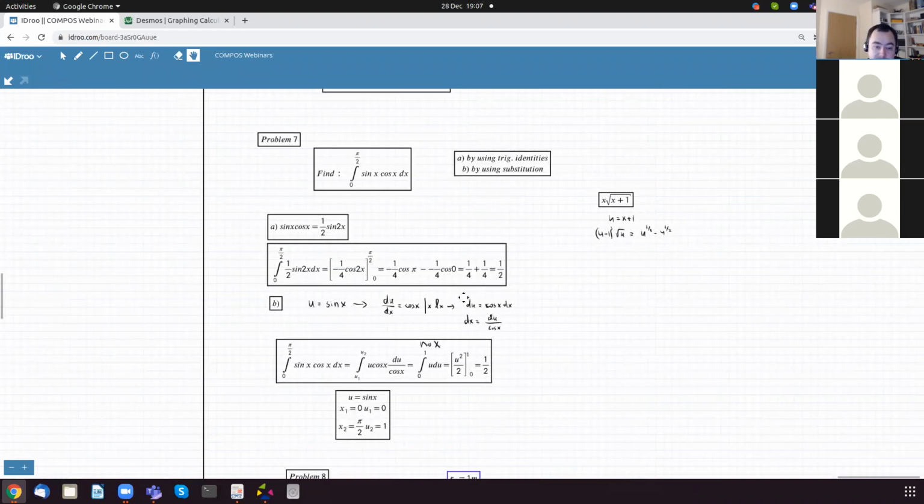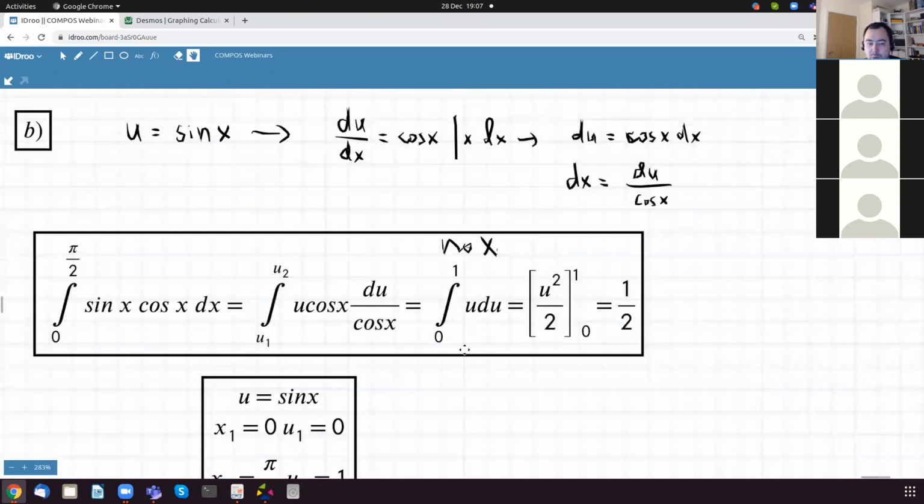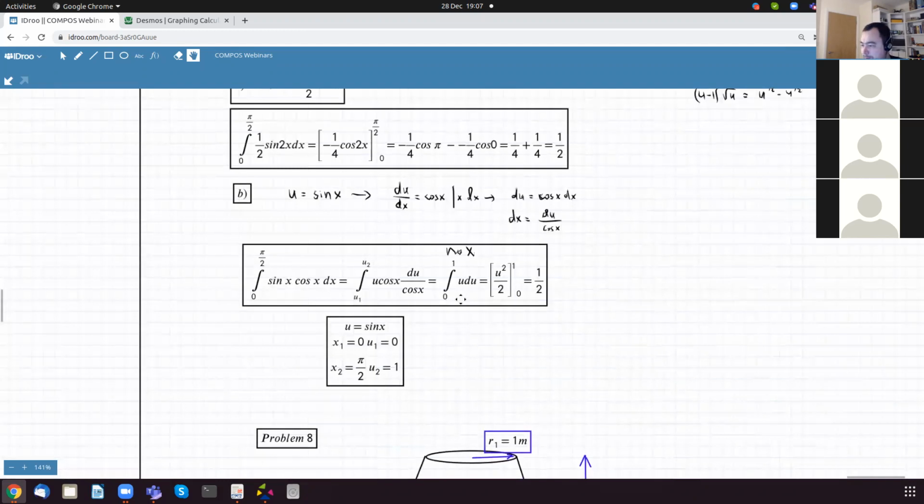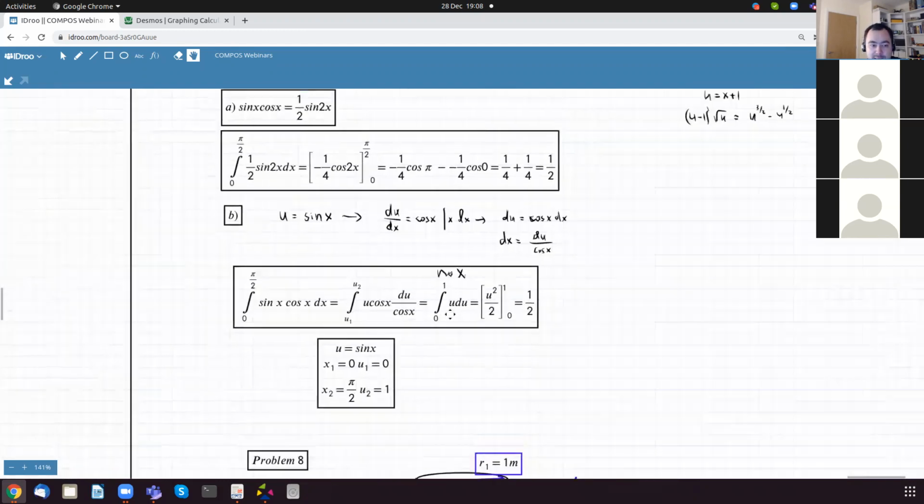Yeah, if you substitute it back, you don't have to change. But why would you do that? I mean, 0 and 1 is way simpler than 0 and pi over 2. And dealing with cosines and x's, if you can just do u's.